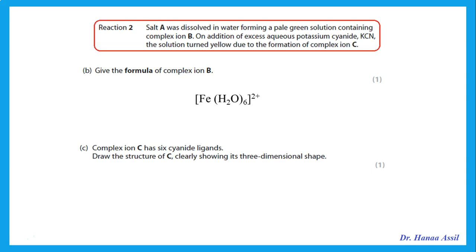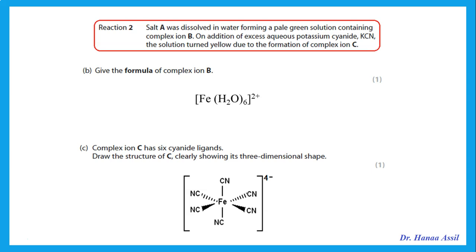Then the question says, on addition of excess aqueous potassium cyanide, the solution turned yellow due to the formation of complex ion C. So complex ion C must be a complex between cyanides and the iron 2. Remember that the iron central atom has a charge of +2. Each cyanide has one negative charge. So 6 negatives plus 2, I have a net charge on the complex of 4 negatives.